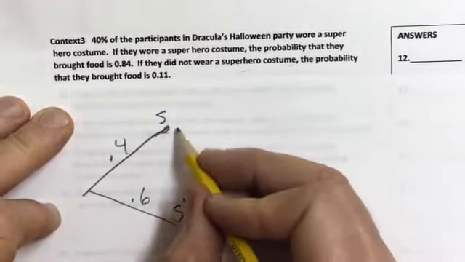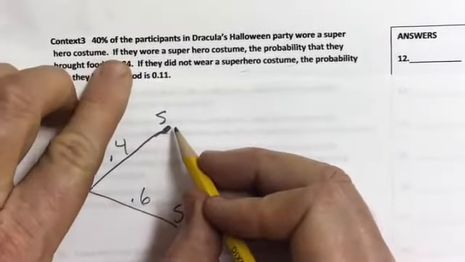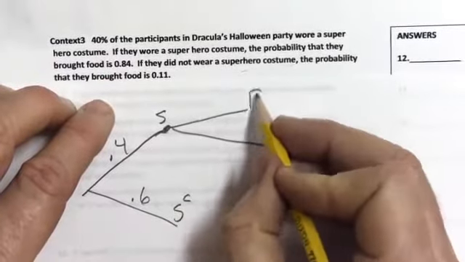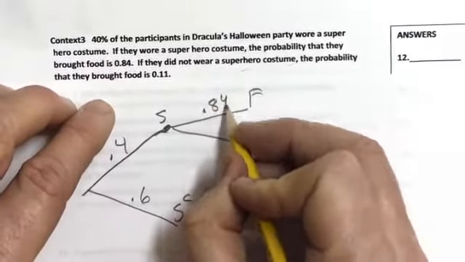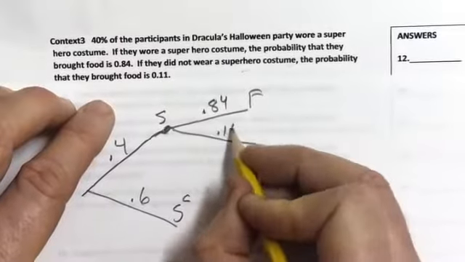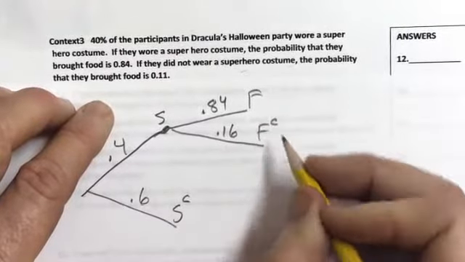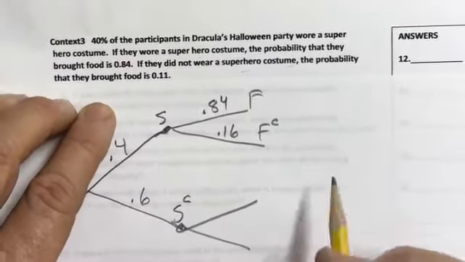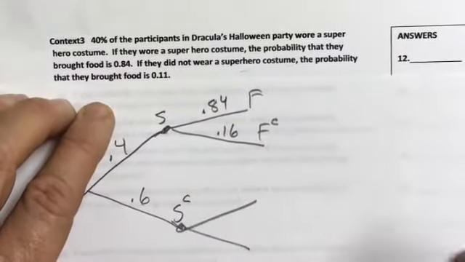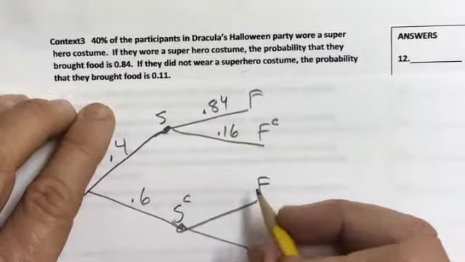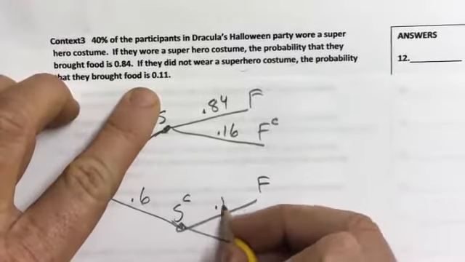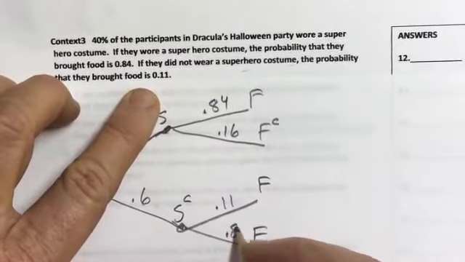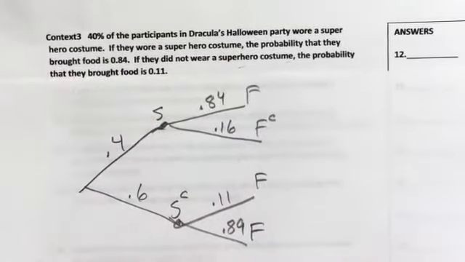If they wore a superhero costume, the probability that they brought food, I'll put F for food, is 0.84. That means there's a 16% chance that they did not bring food. But if they did not wear a superhero costume, for some reason they were a lot less likely to bring food. I guess they were less into the spirit. So 11% of those brought food, which means 89% did not. So there's my tree diagram.